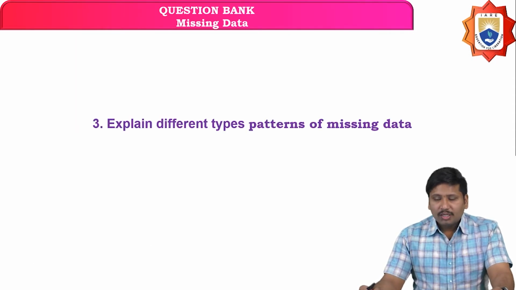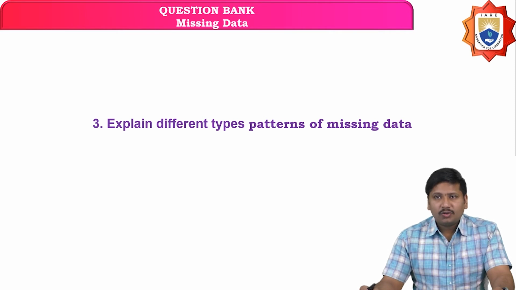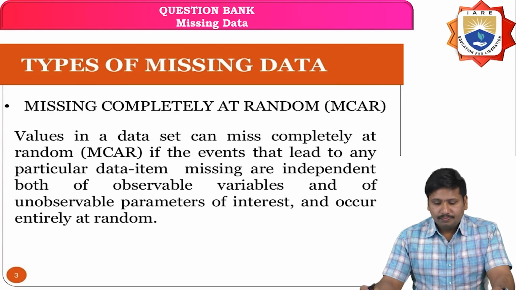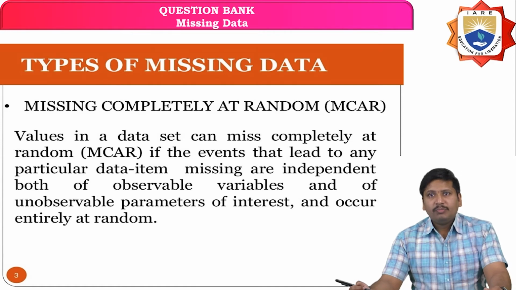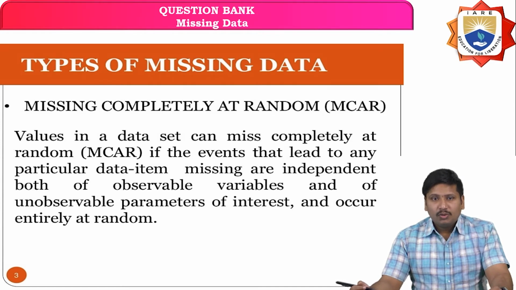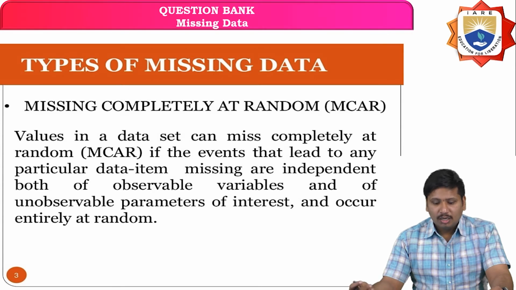The next question that may arise is what the different patterns of missing data are. The different patterns of missing data are, first, MCAR, which we call missing completely at random. Here the values in the dataset can be missing completely at random, meaning the events that lead to any particular data item missing are independent of both observable variables and unobservable parameters of interest, so it occurs entirely at random.